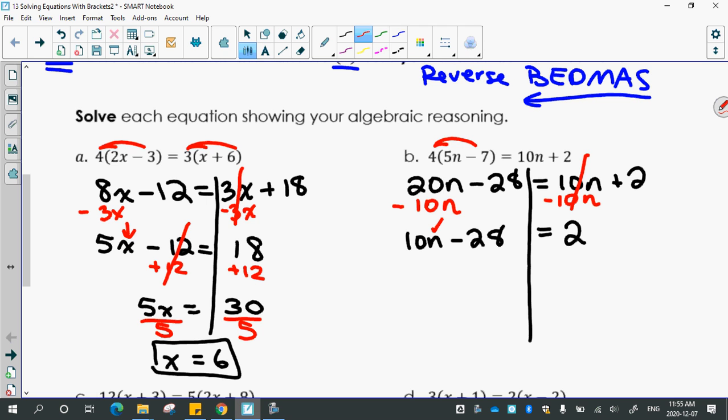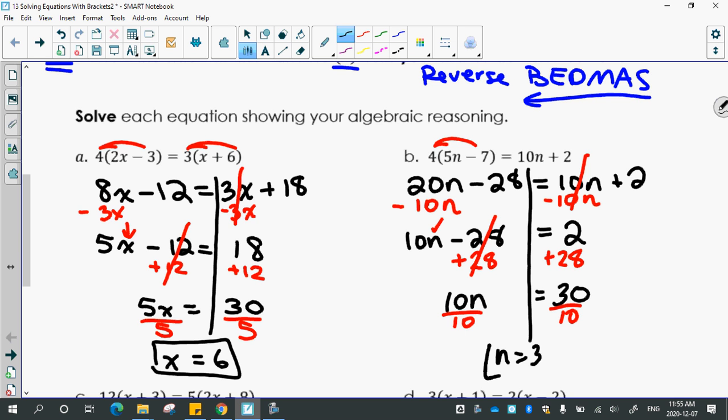So this is where reverse math starts. Okay? So I look on the side with the variable, and I want to undo any adding or subtracting first. So I'm going to add 28 to both sides, 0 pair. So now 10n is on this side, and 30 on this one. Divide both sides by 10, and you get n equal to 3. Okay? So to undo multiply by 10, you divide by 10, but you have to do it on both sides.